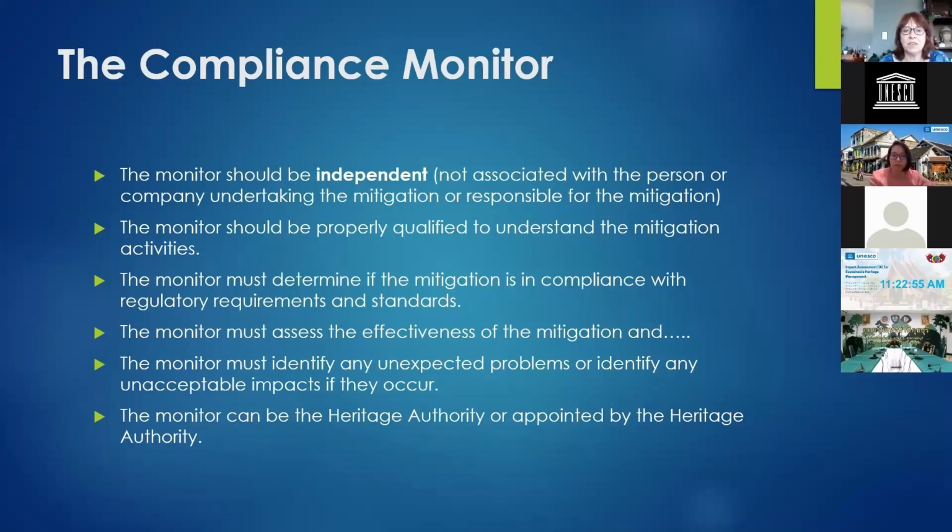So this means, when I say assess the effectiveness, the compliance monitor might say, yes, they are conducting the mitigation properly, they are in accordance, but is it effective? And that's just something to keep in mind, and I'll come back to that in a moment. But also the compliance monitor must identify any unexpected problems or identify any unacceptable impacts if they occur. Now, these unexpected problems and unacceptable impacts are not necessarily the fault or because something has been done improperly, but things can occur.